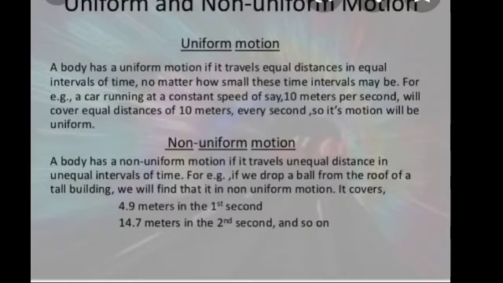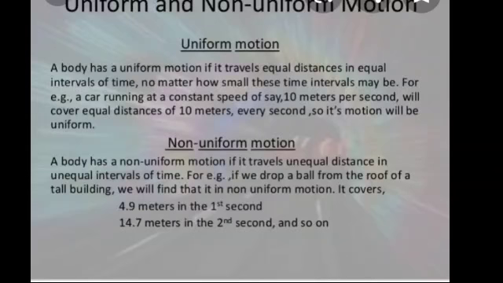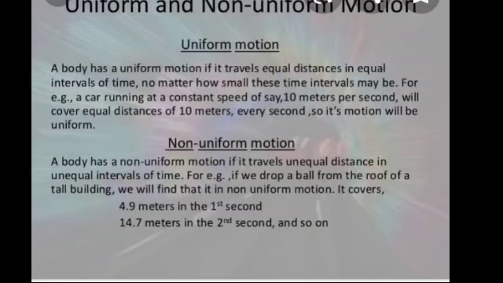A body has a uniform motion if it travels equal distance in equal intervals of time, no matter how small these time intervals may be. For example, a car running at a constant speed of say 10 meters per second will cover an equal distance of 10 meters every second. So its motion will be uniform.